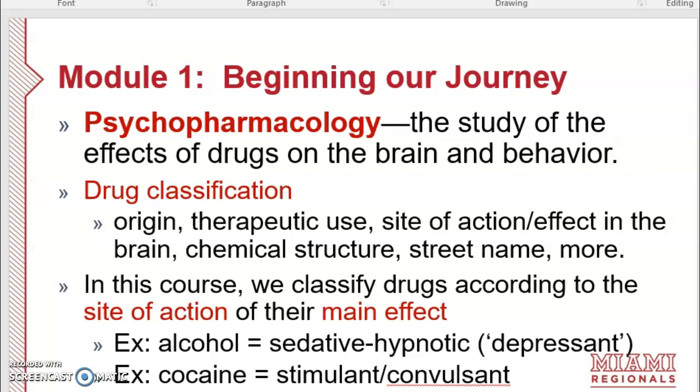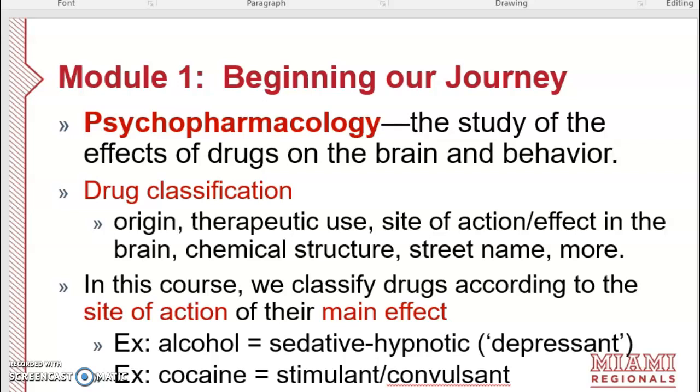Other times drugs are classified by their therapeutic use. So for example, we talk about several types of psychotherapeutic drugs in this class, drugs that are used to treat mental disorders, or other drugs are classified as opiates because their therapeutic use is to treat pain.